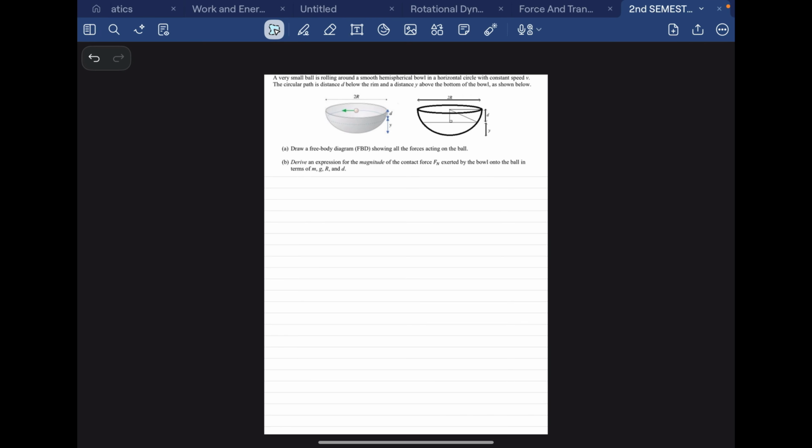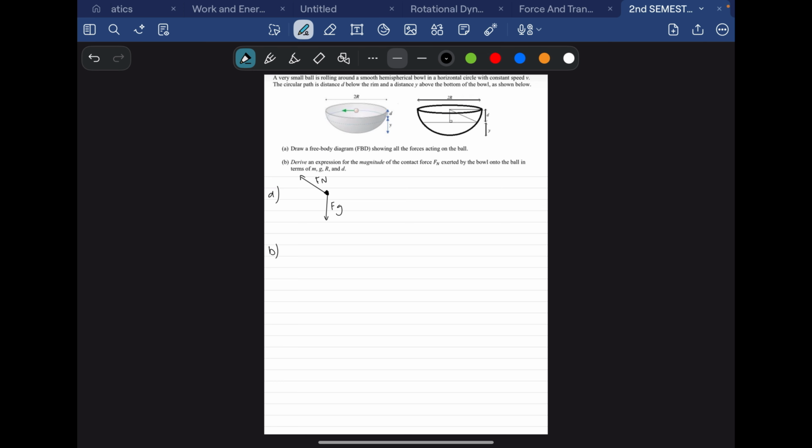Okay, so for the free body diagram, we have, okay, here, this is the ball. We have Fg pointing downward, and then from the second diagram we can see that the ball is at an arc, not a flat spot, so Fn we point it at an angle, right? So this is Fn, and that's all of the forces.